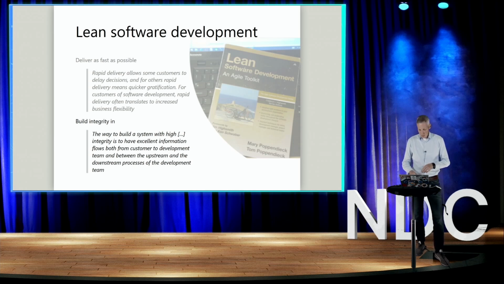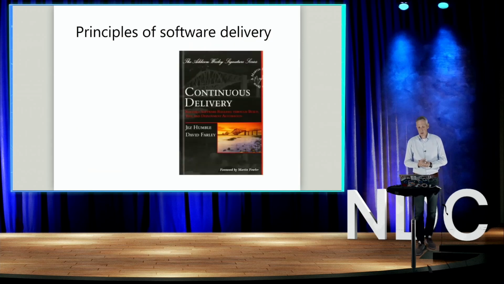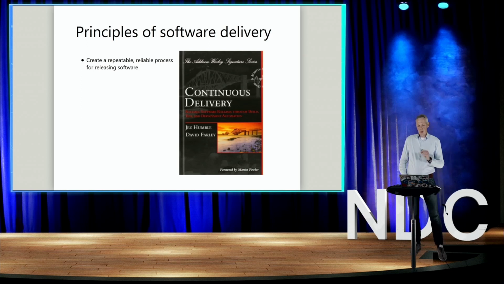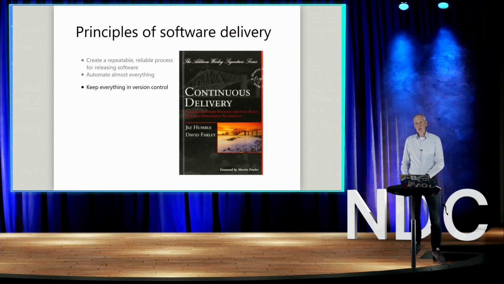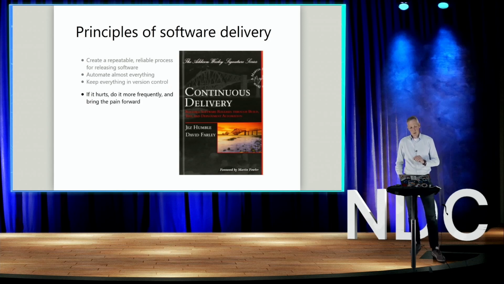Another book that I would like to point to is the Continuous Delivery book by Jez Humble and Dave Farley, which was released, I think it was in 2010. They give us principles for software delivery that we are going to have a look at. So first, they say that you should create a repeatable, reliable process for releasing your software. You should automate almost everything. You should keep everything in version control. If it hurts, do it more frequently and bring the pain forward.